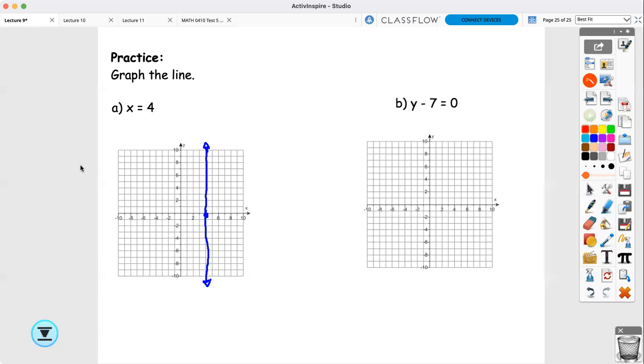Add 7 on both sides. Good. And what's the equation we got? We got y equals what? 7. Good. And now how do we graph that? Go on the y-axis up to 7. It's going to be a horizontal line. Excellent, thank you.